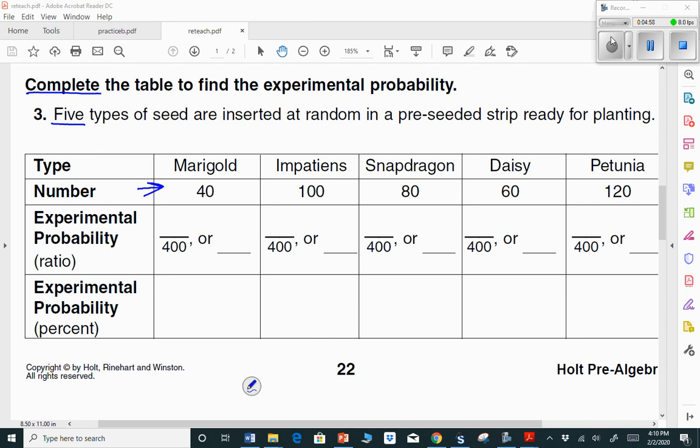Now, did they tell us what they added up to? Well, actually, they did because they gave us this denominator here. I just want to double check and make sure, though. 40, 140, 220, 280, and 400. So it does indeed all add up to 400. So all you got to do is put these numbers in here.